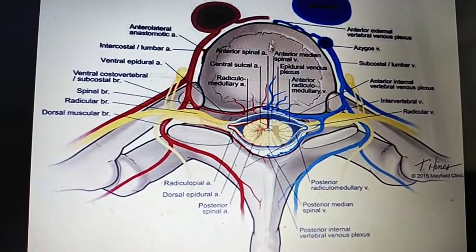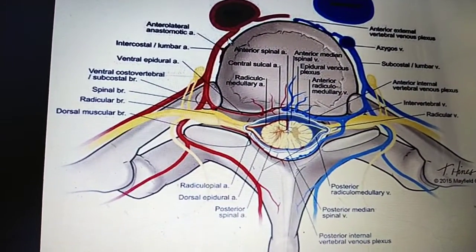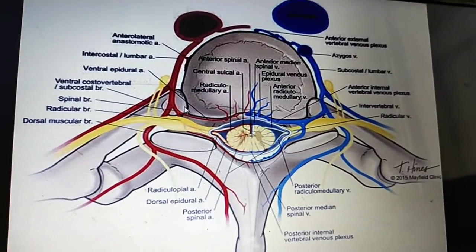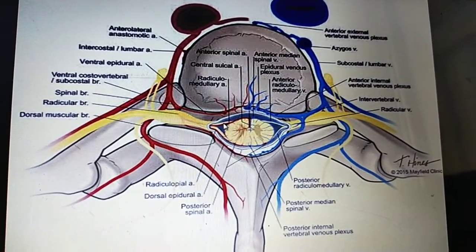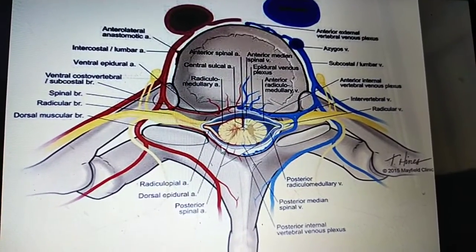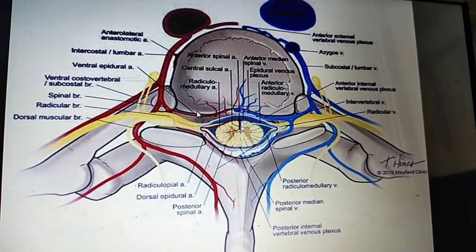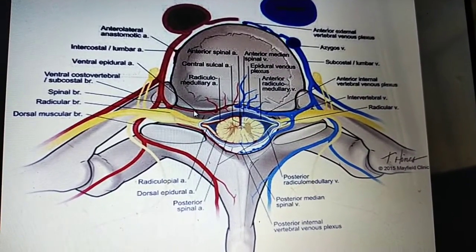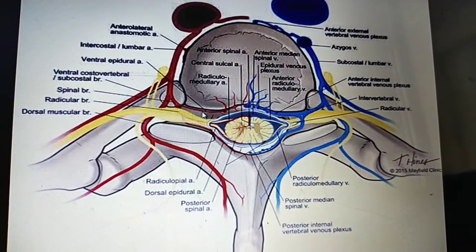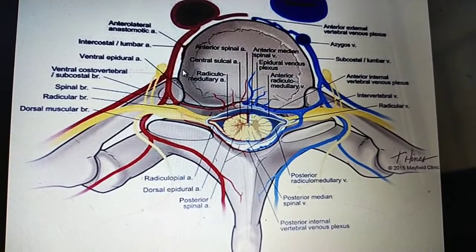You can see here this is the body of the vertebra, this is the aorta. Then next it gives branches to the vertebral arteries. And here they give further branches, and here you can see, this is the anterior spinal artery, this is a posterior spinal artery. And this is the ventral epidural artery, and these are lumbar arteries, or you can say vertebral artery, like that.